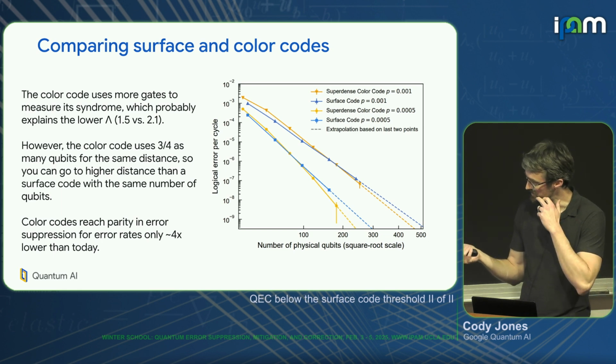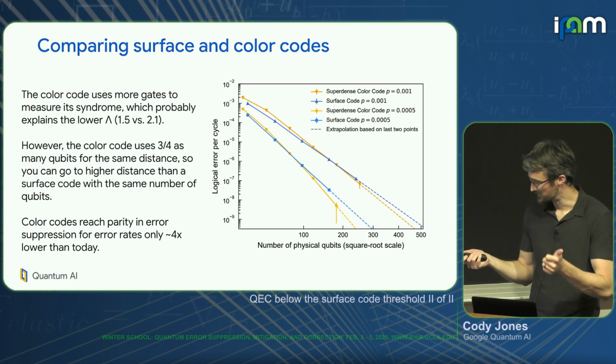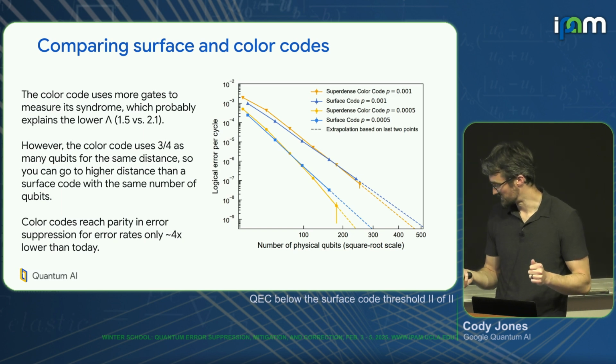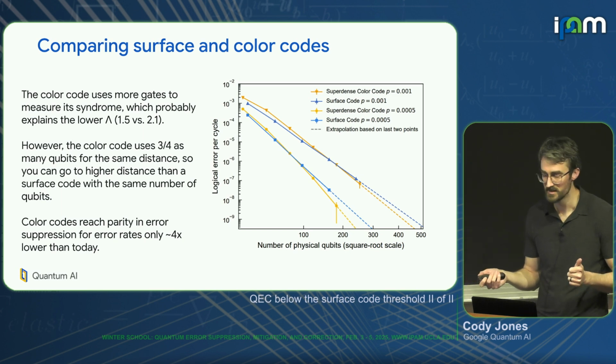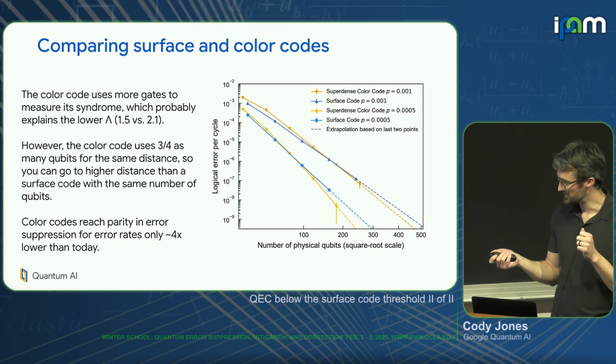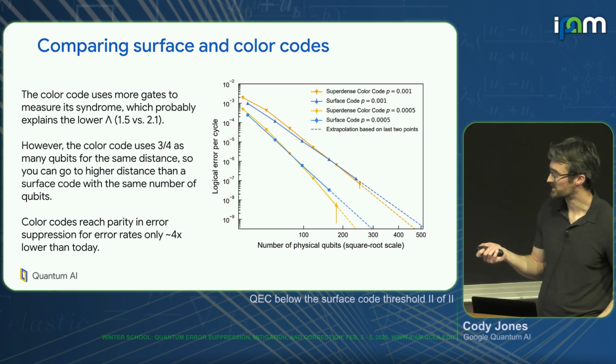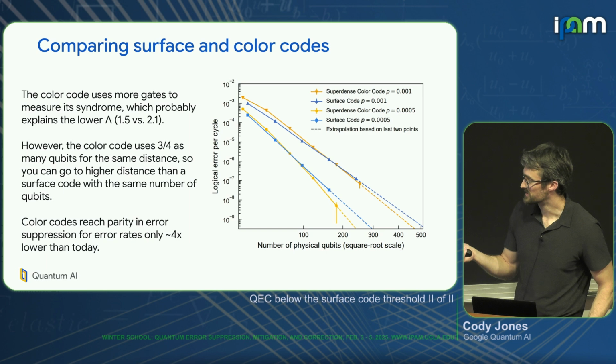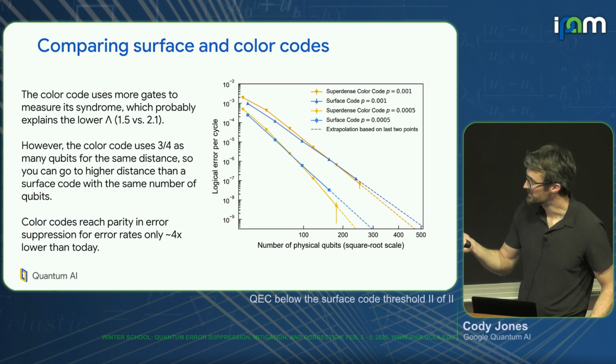And what we found was, there's a question about decoding. This is actually using a maximum likelihood decoder based on integer programming. So not fast enough for real time, but very accurate. And we found this interesting effect, which is the yellow lines are the color code, the superdense is the style that we implemented, and the blue lines are a surface code.